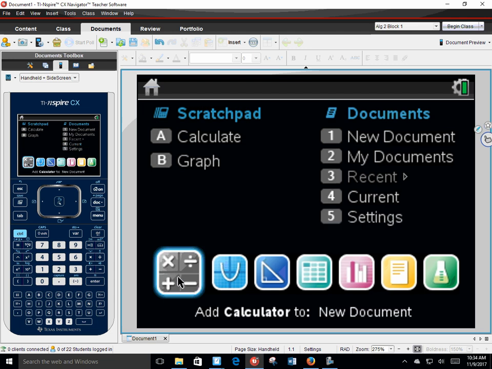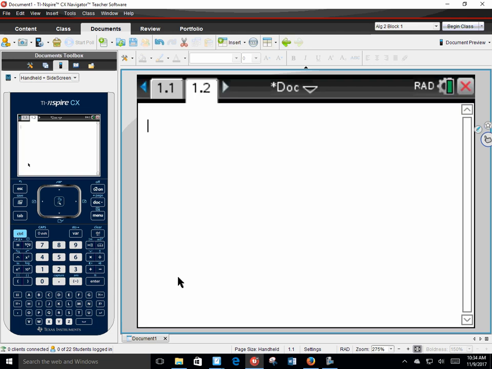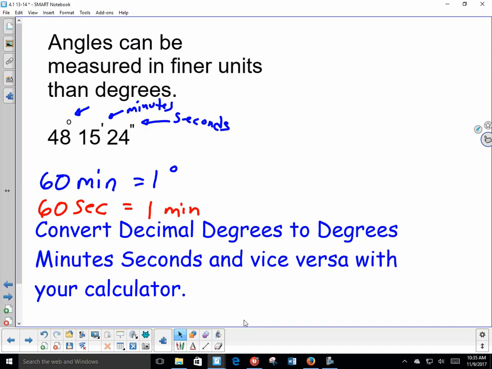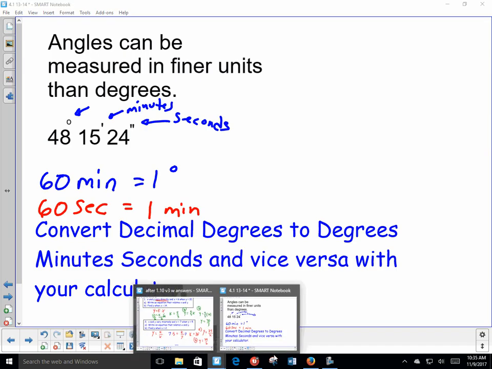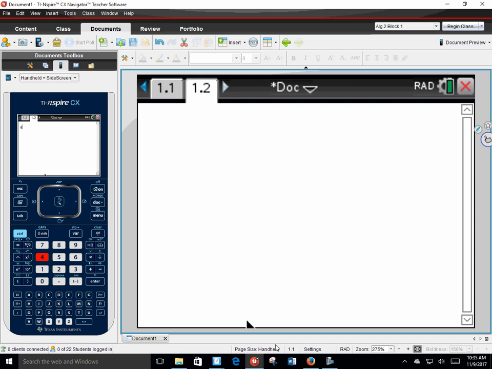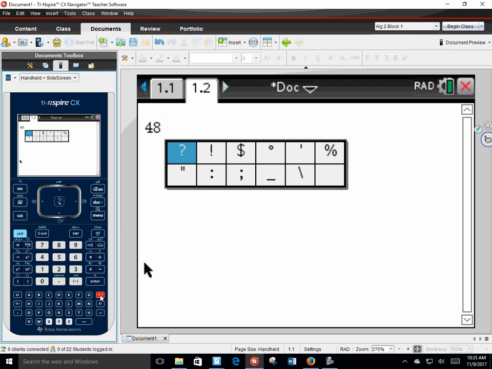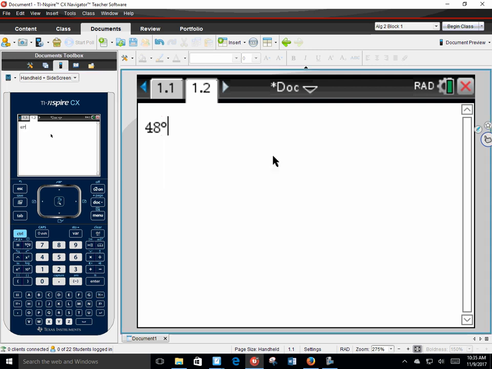We were going to a calculator page, and we are converting 48, 15, 24. So we're doing 48. And remember, we're in radian mode, so we have to tell it that we want degrees. So we're going to push this little question mark button down here at the bottom, and we're going to push the degree symbol. So that's 48 degrees, and then was it 15 minutes?